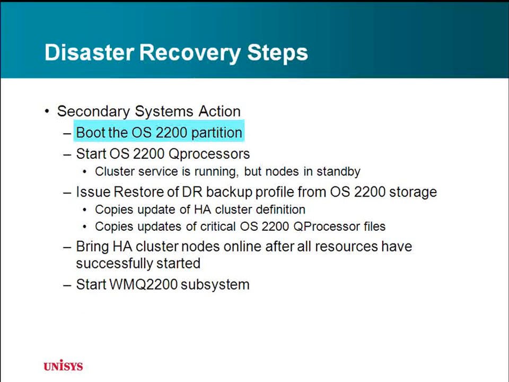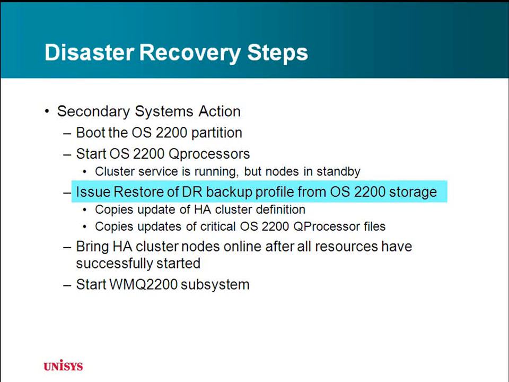Here is the secondary system's action when switching for disaster recovery. The first thing you'd want to do is boot your OS 2200 partition. After the 2200 has successfully started, you would want to start your OS 2200 QProcessors. The cluster service will be running, but the nodes will be in the standby state, which means all HA resources at this point will be stopped. The next thing you'll want to do is issue the restore of the previously taken DR backup profile, which is located on your OS 2200 storage or movable pack.